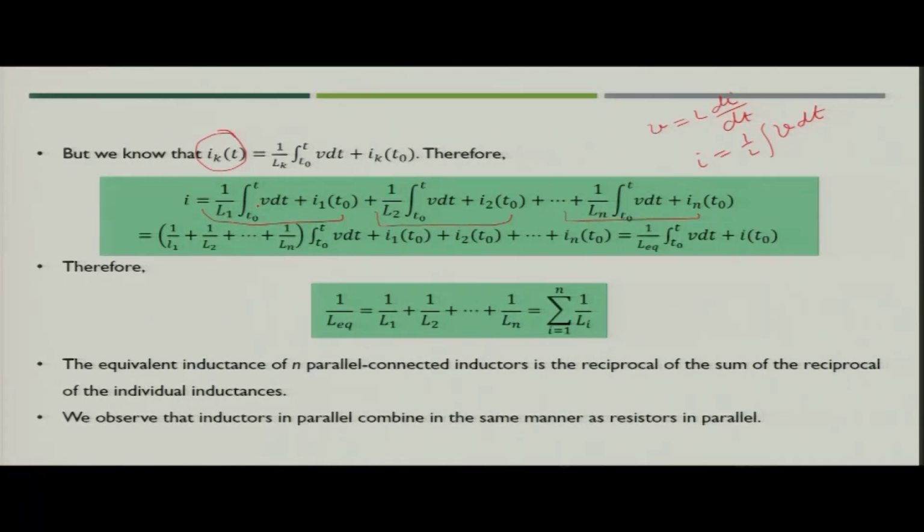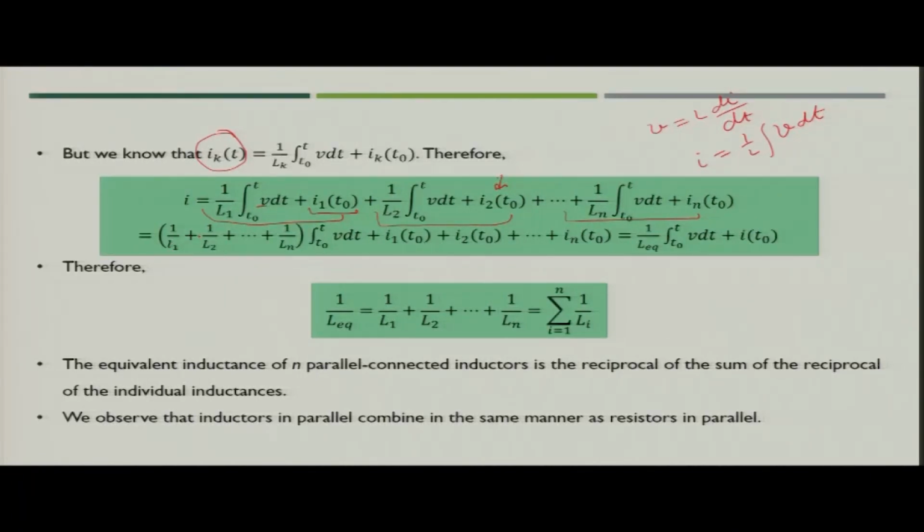The voltage is the same across each inductor. For the first inductor we will write I1 is nothing but 1/L1 integral from t0 to t of V dt plus I1(t0). Here we are assuming that at time t0 there is some current in the inductor, and that is considered as the initial condition for inductor 1. Similarly, for inductor 2 we will write 1/L2 integral from t0 to t of V dt plus the initial current flowing in the inductor.